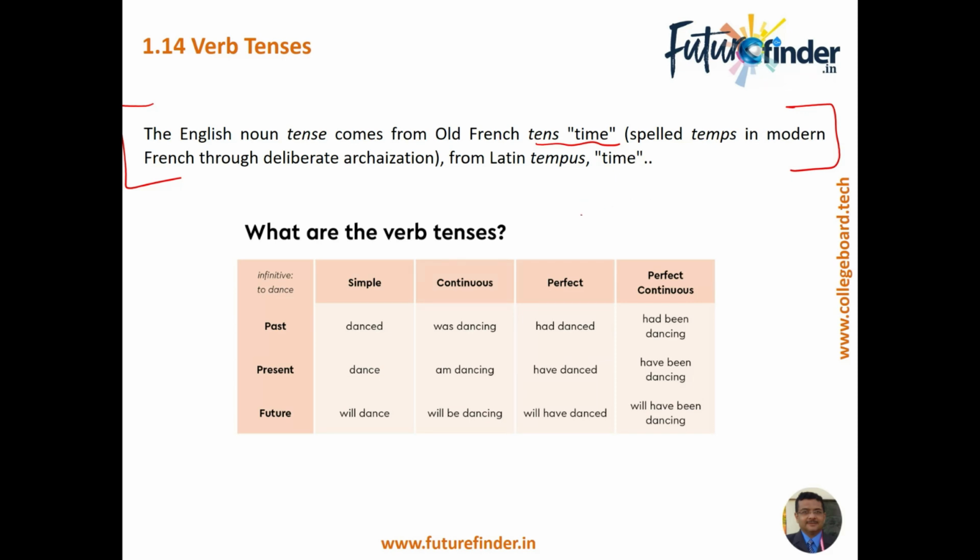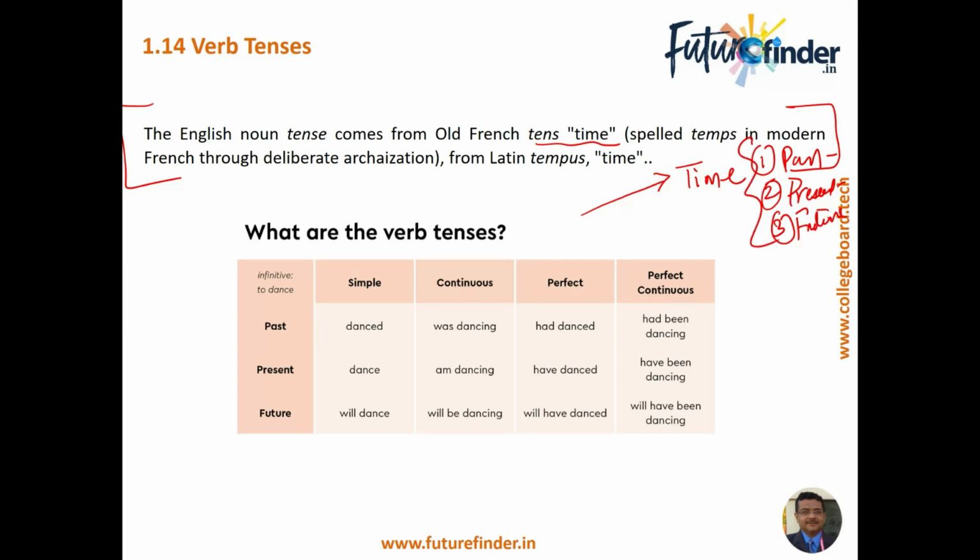When we look at time, basically every action can be defined in three times, right? So there are three times: one, the past; two, the present; and three, the future. Right? This is common sense.